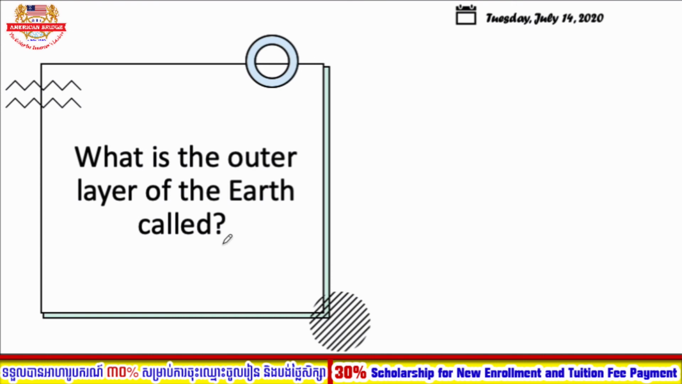But now, question number 3. What is the outer layer of the earth core? As you know, we are living in the top layer of the planet Earth. So what is the top layer of the planet Earth called? So the answer is, the outer layer is called the Earth crust.